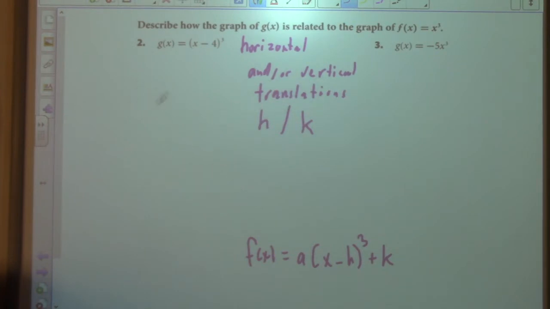What other types of transformations are we going to address here? 2 other kinds. A horizontal translation, a vertical translation. What other kinds? Yeah, a vertical, thank you. Vertical stretch/compression. Okay, so that's another thing we're doing. And one more thing. What's the one more thing we're going to do?